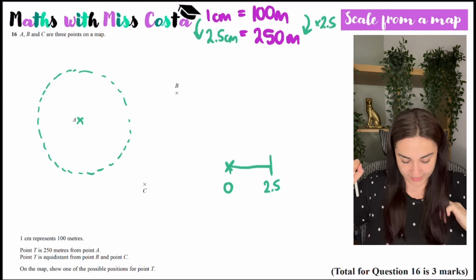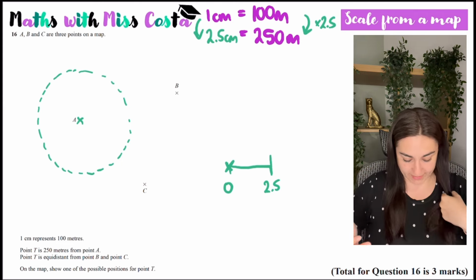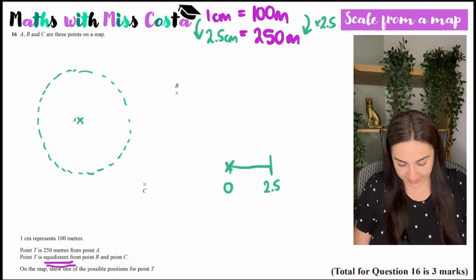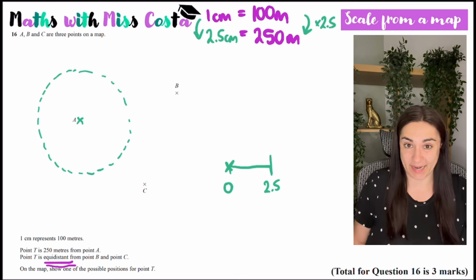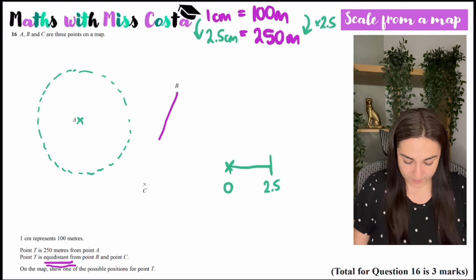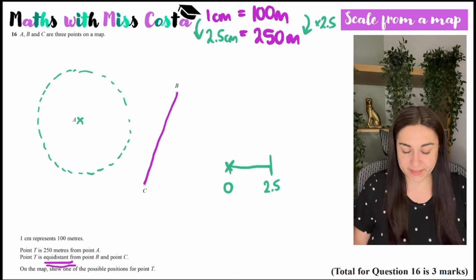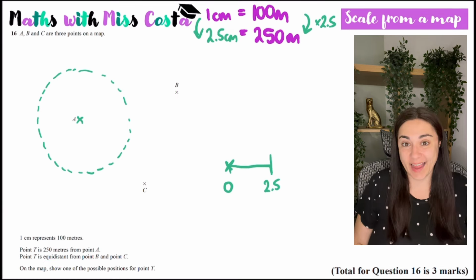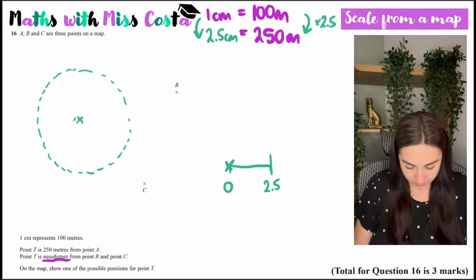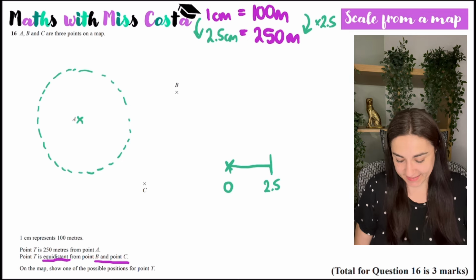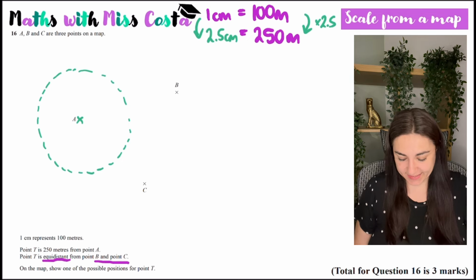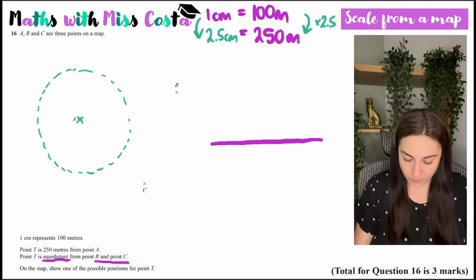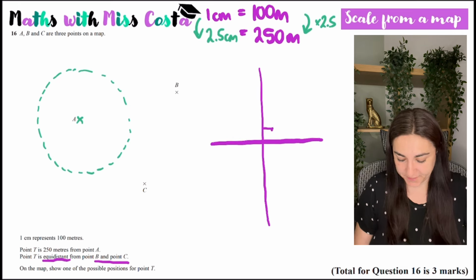And then the next bit of information I'm told is that point T is equidistant from point B and C. Now, equidistant means exactly the same distance. So what I'm going to have to do is just draw a straight line connecting. Okay, so for the next part, I'm told that point T is equidistant from point B and C. Now, equidistant means it's exactly the same distance from B and C, and the way we can achieve that is by drawing something called the perpendicular bisector.